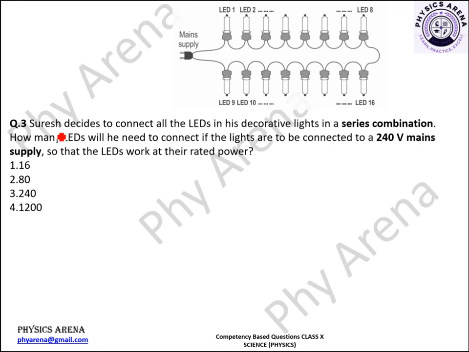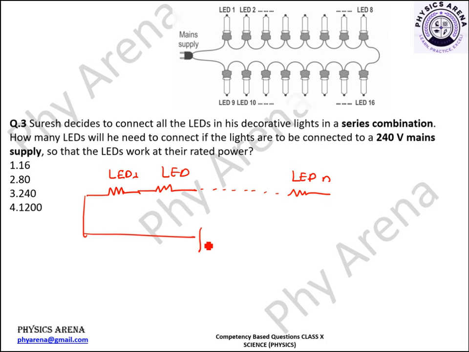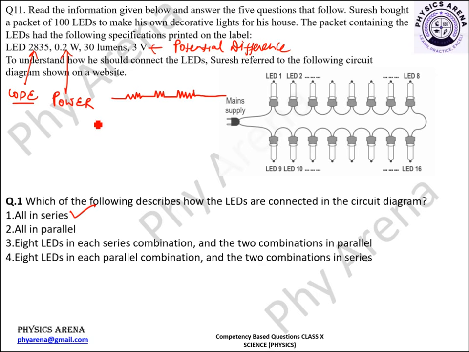Question 3. Suresh decides to connect all the LEDs in his decorative light in a series combination. How many LEDs will he need to connect if the lights are to be connected to a 240 volt mains? So we can draw the circuit like this: this is LED 1, this is LED 2, and so on up to n number of LEDs, the Nth LED. And they all are connected to a 240 volt main supply.